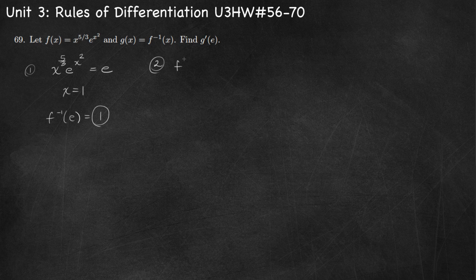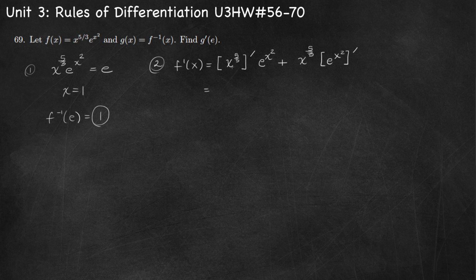Step 2, we're going to find f prime of x. Now my f of x is x to the 5/3 times e to the x squared, so I need product rule in order to find this derivative. Product rule tells me to take the derivative of the first, so I'm just going to write out the form before I actually take the derivative. So I need the derivative of the first times the second plus the first times the derivative of the second.